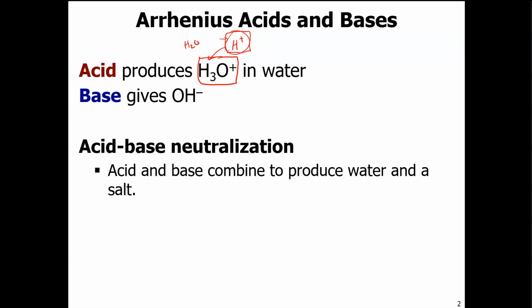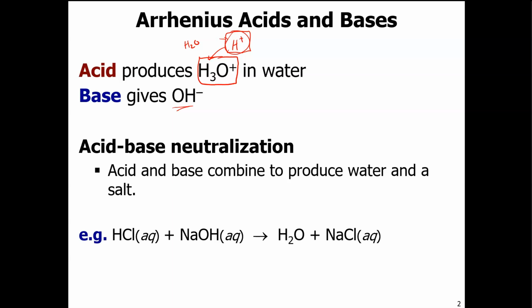Now, when we're talking about bases for the Arrhenius acid or base, we're talking about producing hydroxide ion, OH-. And when we combine these two, an acid and a base, we're going to make water and a salt. So you'll notice that if we have HCl and sodium hydroxide, we'll generate water and a salt.